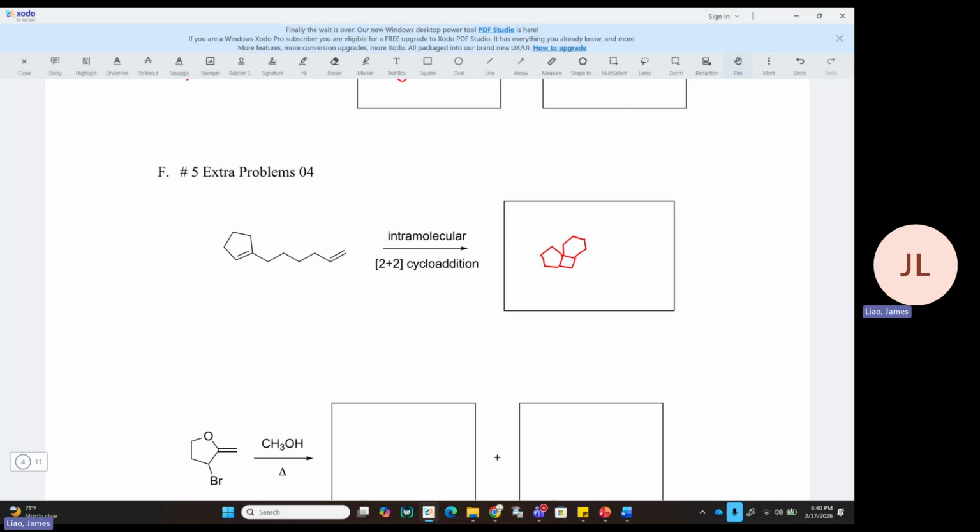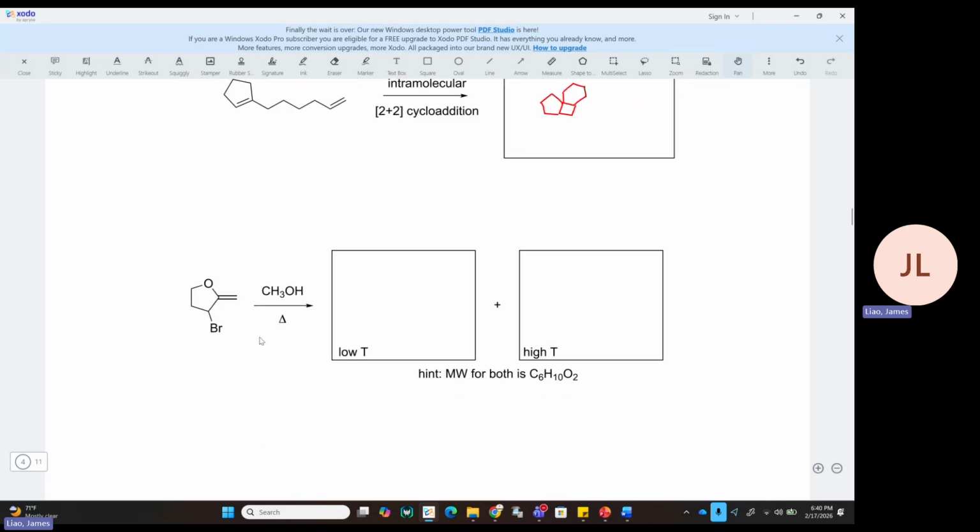Yes, that's correct. I think that would probably require an additional pi bond somewhere. It would have to require some. Okay, let's go on to the next reaction.